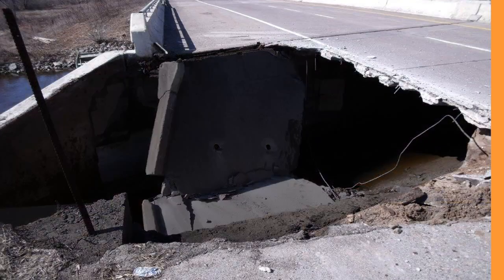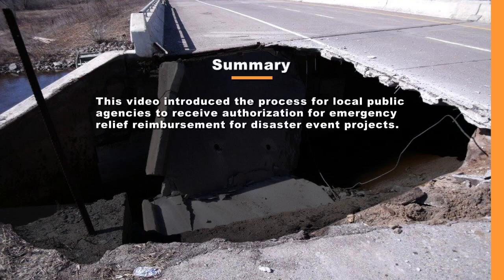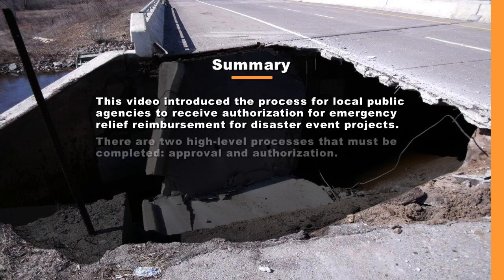Summary. This video introduced you to the process for local public agencies to receive authorization for emergency relief reimbursement for disaster event projects. This video relayed the authorization process your organization must complete for its roadway disaster recovery projects to receive reimbursement funds. There are two high-level processes that must be completed: site approval and authorization.